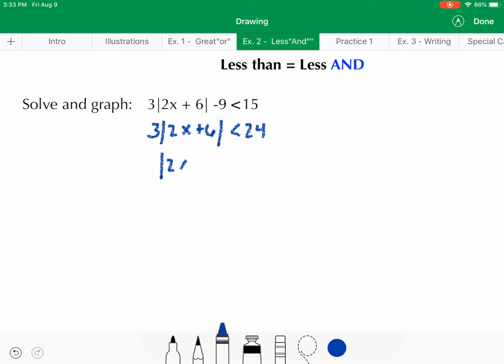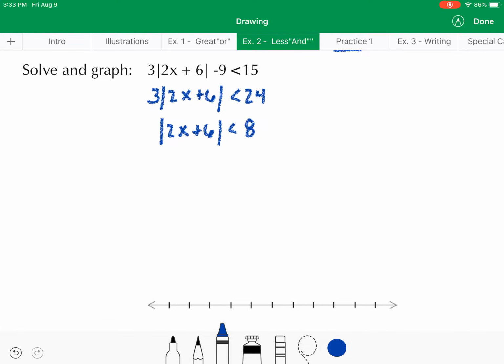Divide by 3. Inequality did not flip. Notice the absolute value is now isolated and is less than 8. We saw that when we were working with less than in these absolute value inequalities, it led to an and compound inequality. So I want you to think of less than as less and. Okay? All right, set up your two cases. First case is the positive case, followed by and. Then you've got your negative case.